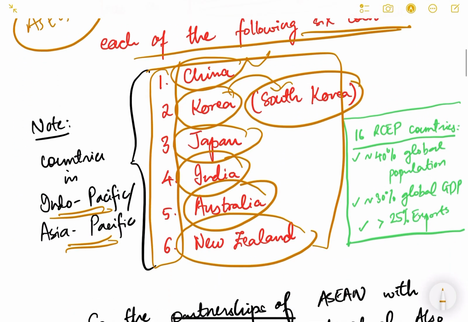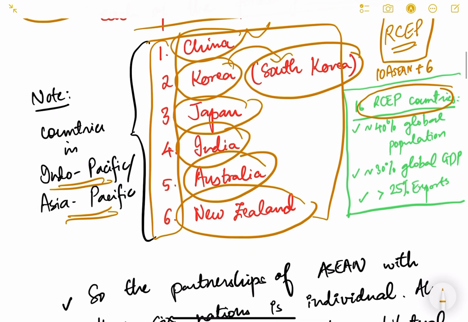So all these countries are part of Indo-Pacific, and ASEAN countries, ASEAN as a bloc, had an individual free trade agreement with each of these countries. Okay, now therefore the RCEP agreement was supposed to be signed between these 16 countries. So 16 countries meaning the 10 countries of ASEAN plus these 6 countries. That is how the RCEP 16 countries are there.